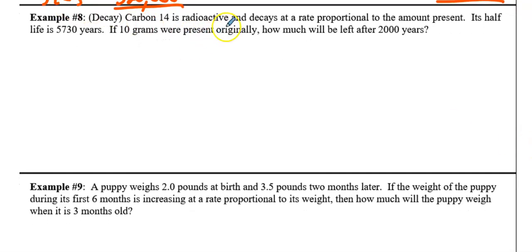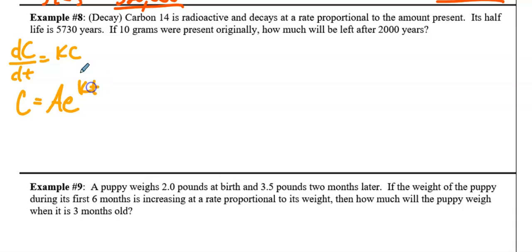So carbon 14 is radioactive and decays at a rate proportional to the amount present. So we can go ahead and say that, again, the change in carbon with respect to time is going to be directly proportional to the amount present. So this is, again, the differential equation that we would use to represent this problem, but we already know that C is going to be equal to A e to the kt. So you guys can always jump right to this particular problem, right? C equals A e to the kt. And really all we have to do in these problems, guys, is find the A and the k, right?